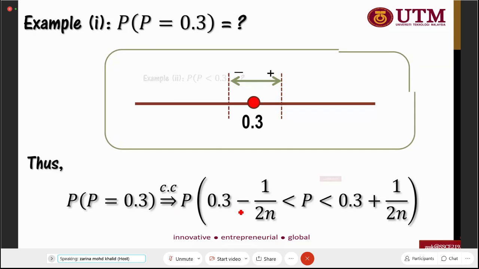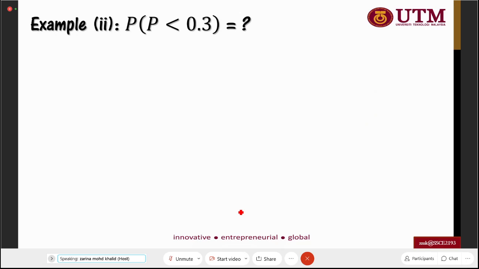The second example, how do you find the probability of proportion less than 0.3? So you cannot standardize it away. Many students in the past didn't care about standardizing, the continuity correction factor. They should always standardize, so they lose marks. They cannot get full marks. So you have to show the continuity correction factor.